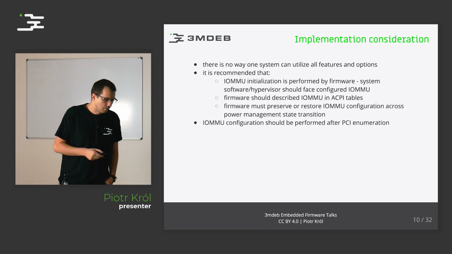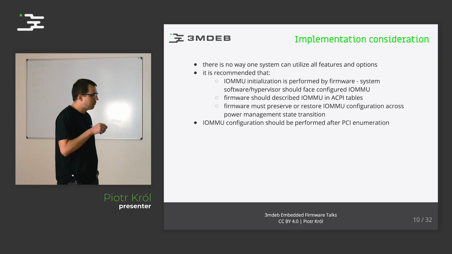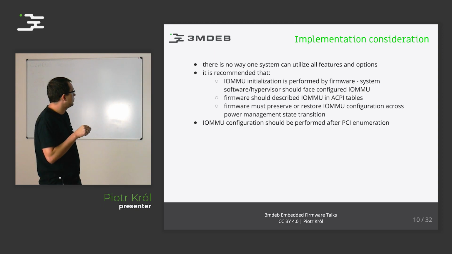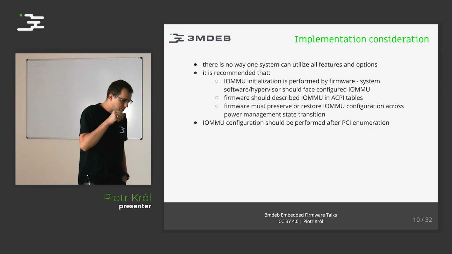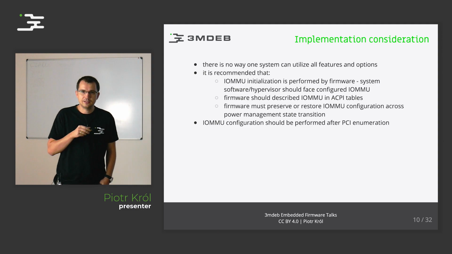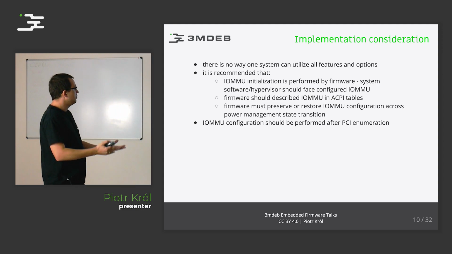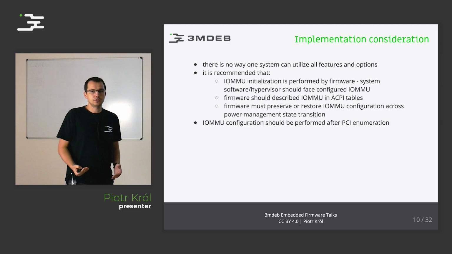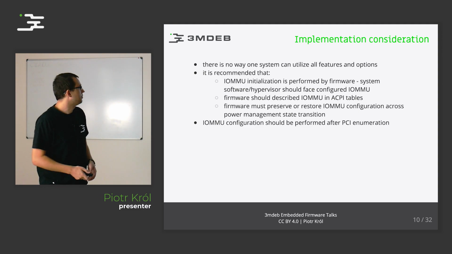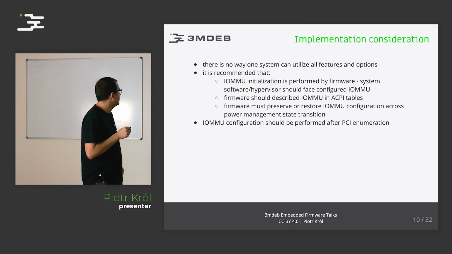Implementation considerations. From the perspective of the firmware developer, we have to know that probably there is no system that can implement all the 28 software visible features as AMD claims. So there will always be some subset, and we have to realize what kind of subset we want to support. And the recommendation from the specs is as follows.